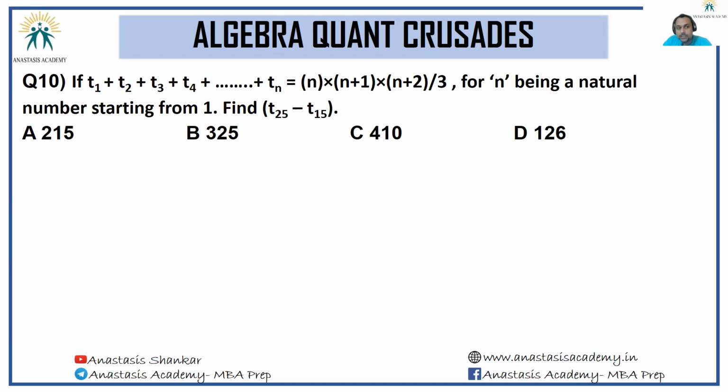Okay, next question. If T1 plus T2 plus T3 plus T4, so on and so forth, up until Tn is equal to this, for n being a natural number starting from 1, find T25 minus T15.